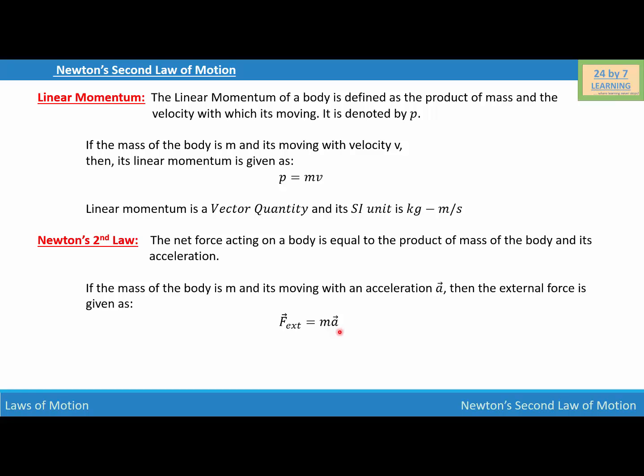And we know that the SI unit of force is Newton. And this is all about Newton's second law of motion.